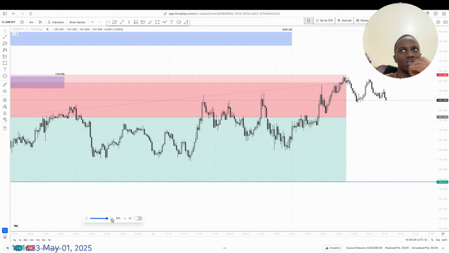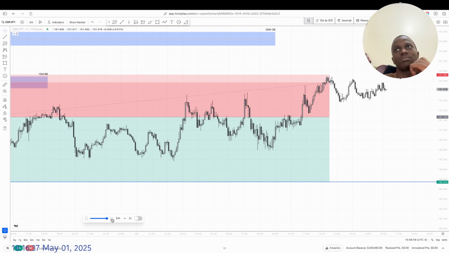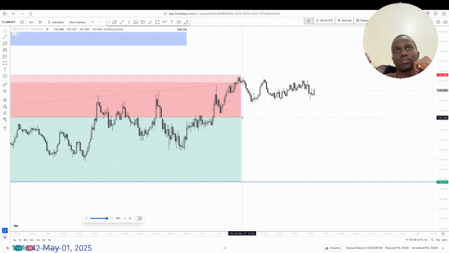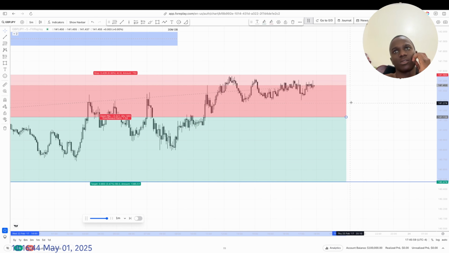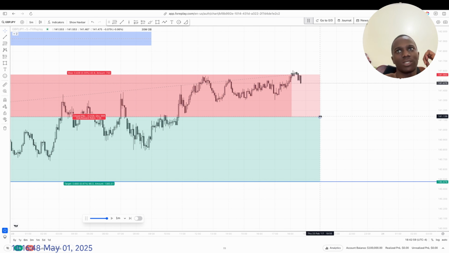Let's see, let's get stopped out and get out of this trade. That's what we're waiting for. If we weren't stopped out already, a few pips. All right, so we are out.